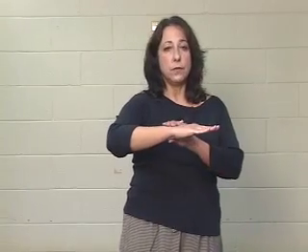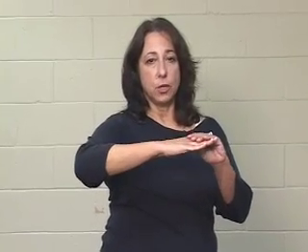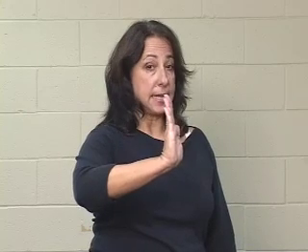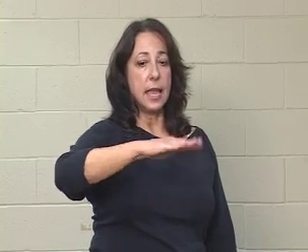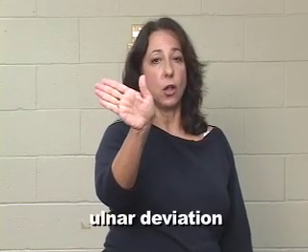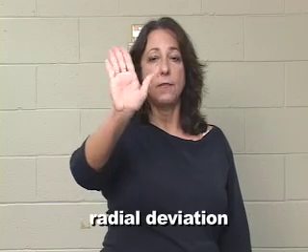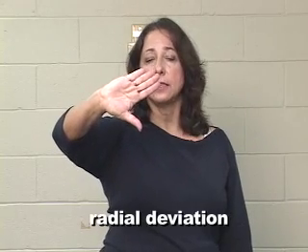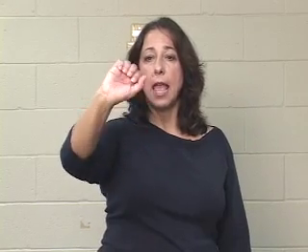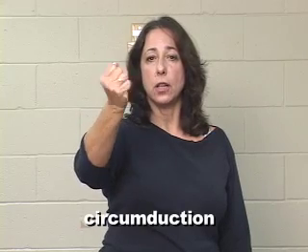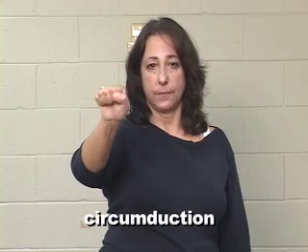My wrist moves in different planes. This would be a neutral wrist. If I move my wrist up like this, it's extended. If I move my wrist down this way, it's flexed. If I move my wrist towards my little finger side, it's called ulnar deviation. And if I move it towards my thumb side, it's called radial deviation. And if I move it around in a circle, it's called circumduction.